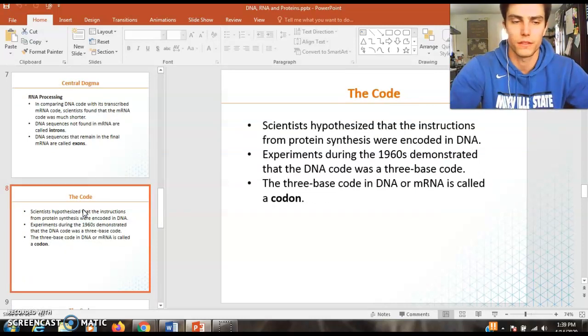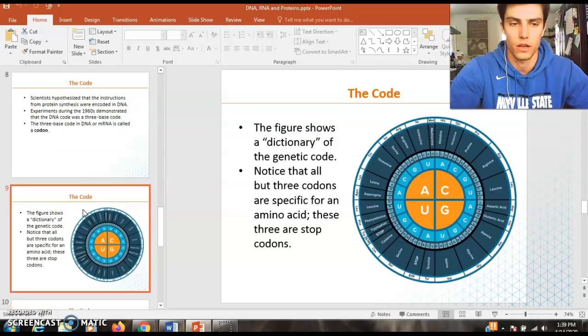The code. The scientists hypothesized that the instructions for protein synthesis were encoded in DNA. Experiments during the 1960s demonstrated that the DNA code was a 3-base code. DNA and amino acids are all based off a 3-base code. A 3-base code in DNA or mRNA is called a codon. So when we're talking about DNA and mRNA, the amino acid sequence is a codon.